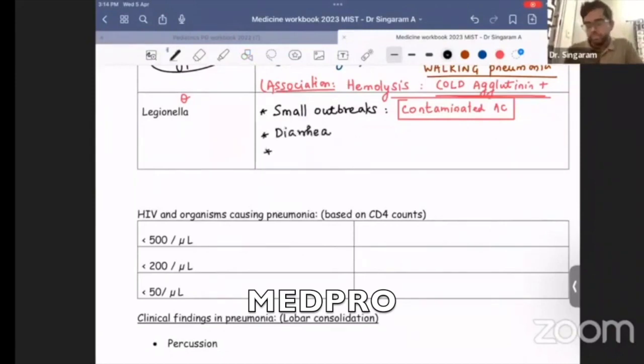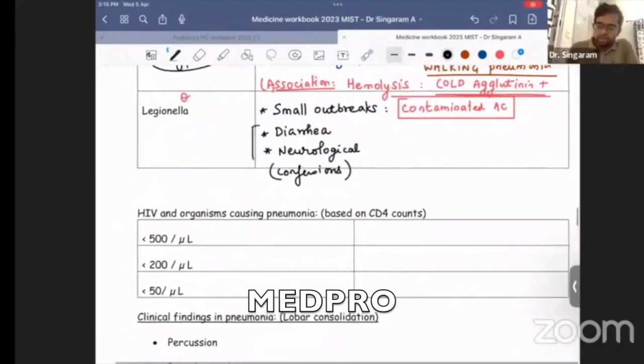Also, they can have neurological manifestations. For example, the patient can have unusual confusion, something like not having a proper sensorium, or even having headache. All these things will be there. So these would be clues outside the pneumonia which you can get in a patient with Legionella.